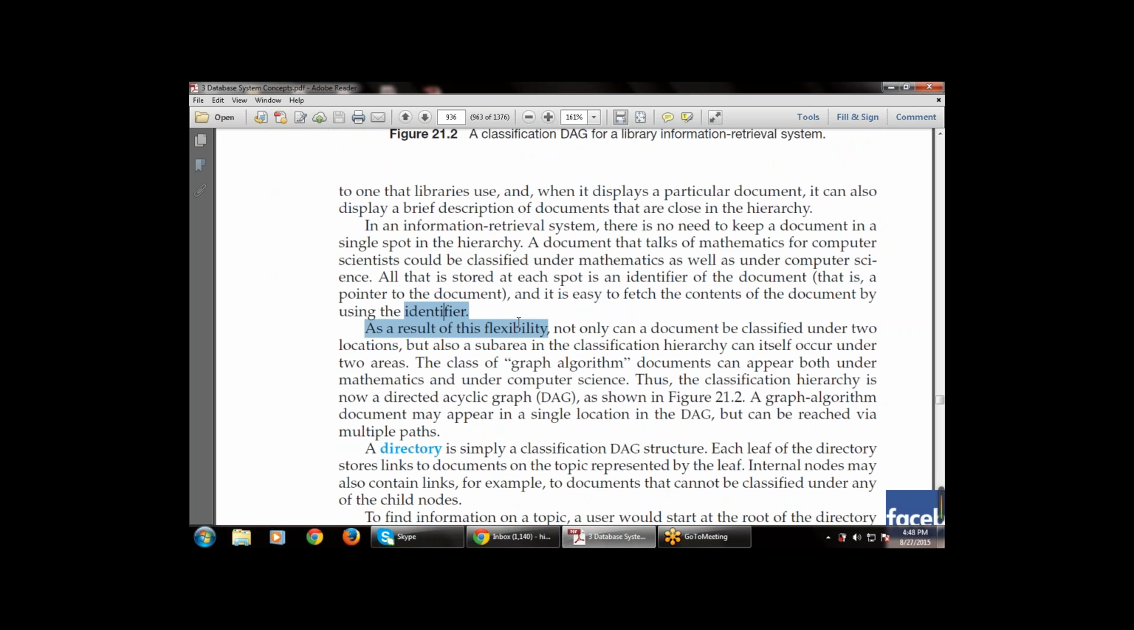So as a result of this flexibility, not only can a document be classified under two locations, but a sub-area in the classification can also result in a hierarchy. That is, multiple hierarchies will be maintained. One book is related to another book, and so on. Multiple books are related with each other. Therefore the classification hierarchy is now used as a DAG, a directed acyclic graph. A graph algorithm may appear in a single location in the DAG but can be reached via multiple paths, which are used to reach the information.